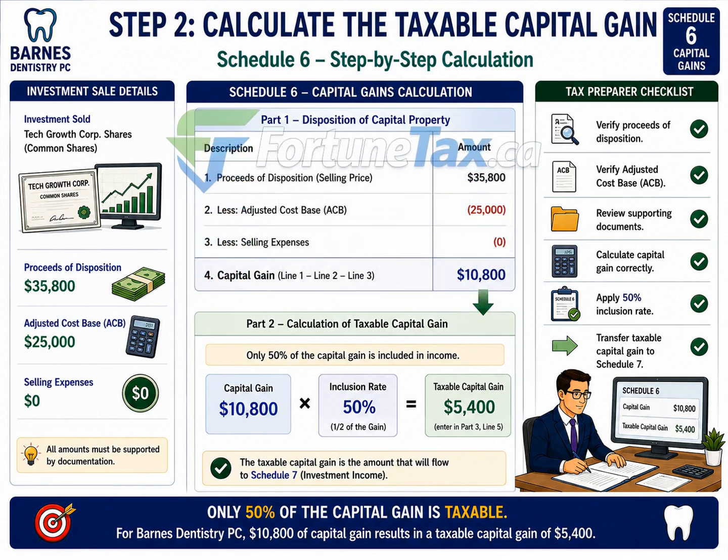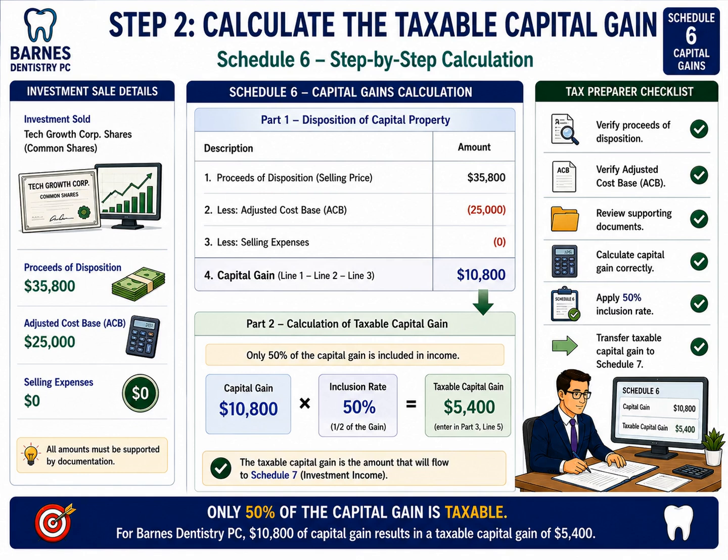We start with the proceeds of disposition of $35,800. From that amount, we subtract the adjusted cost base of $25,000. Since there are no selling expenses, no additional deduction is required. The result is a capital gain of $10,800. This is the same amount that appeared in the corporation's financial statements.